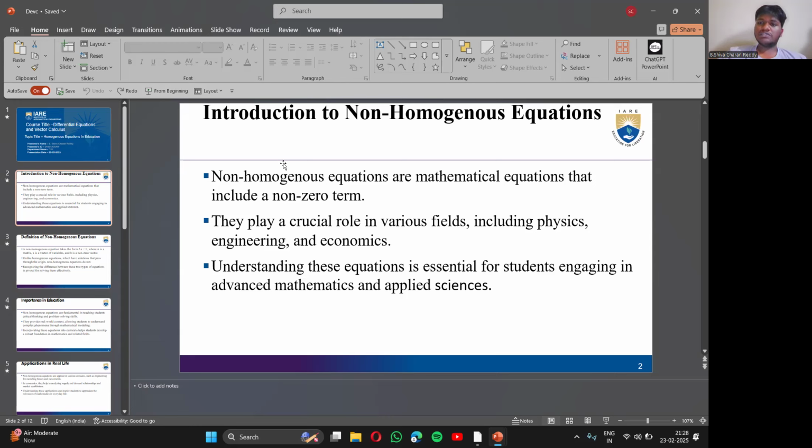These are equations which include a non-zero term, which means not a zero term. Generally in homogeneous equations, the output comes to zero, but in this the output is not equal to zero. And yeah, understanding the equations is essential and required for students engaging in advanced mathematics and applied sciences.